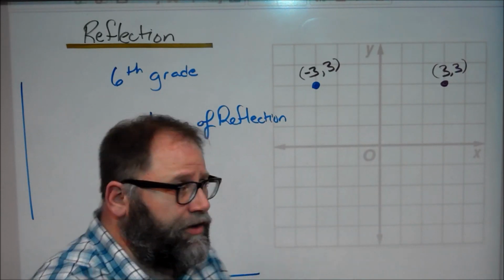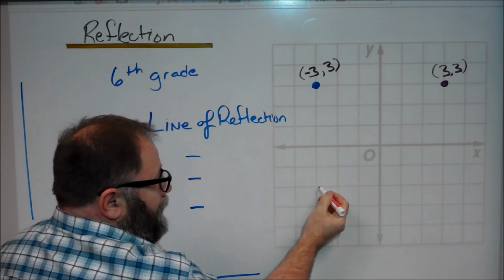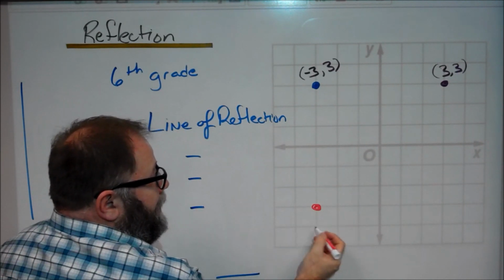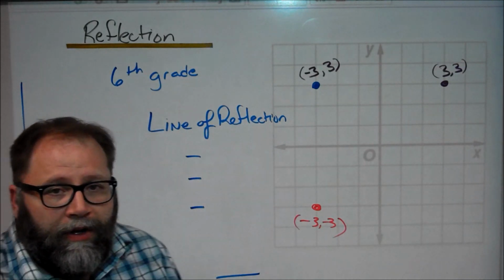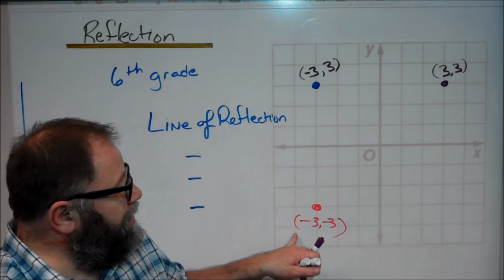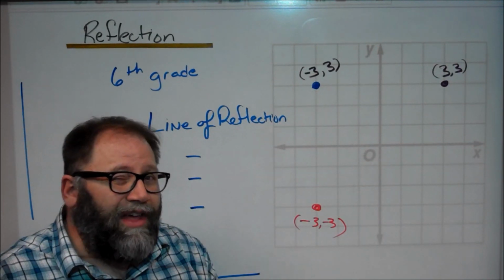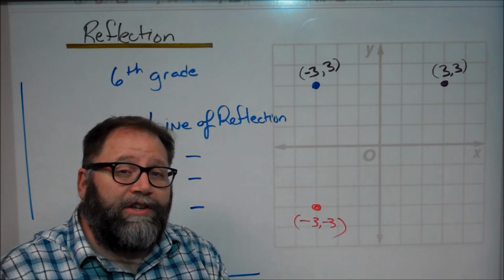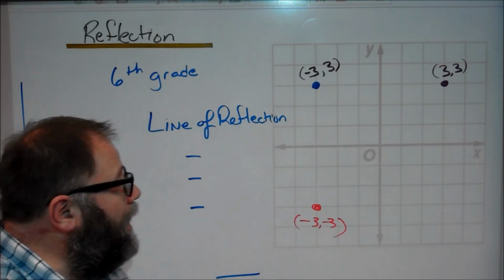We could also reflect it across the x. So this is 3 above the x, so we would go 3 below the x here to say -3, -3. So this is a reflection of this point across the y-axis. Now that's all we're going to do differently now is we're going to do it with a shape, with a series of points that are in the form of a shape.